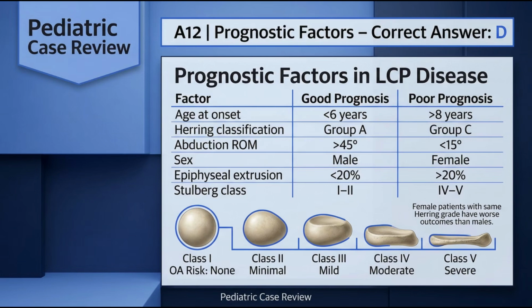In contrast, patient A has excellent prognostic features: young age under 6 years, Herring group A, and preserved abduction above 45 degrees, predicting Stulberg class 1 or 2 and no significant osteoarthritis risk.